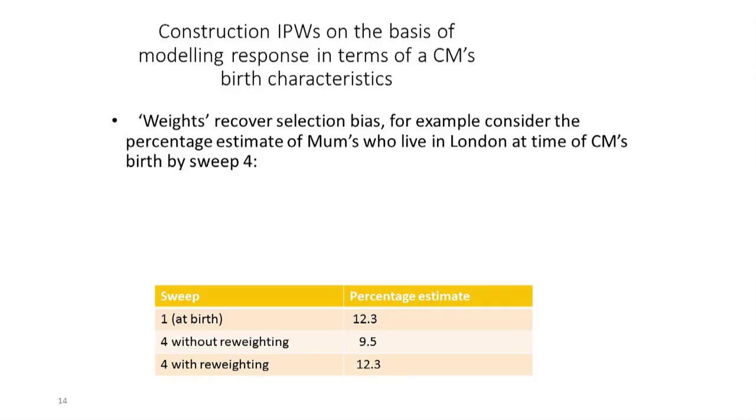Here's an example of the percentage estimates of mothers who were living in London at the time their child was born in 1970. At birth, about 12.5% of mums were in that situation. If you return to the cohort members who remain in the study at sweep 4, you'll see that the point estimate drops to 9.5. If you apply the weights based on the response and the birth characteristics, you recover that point estimate.